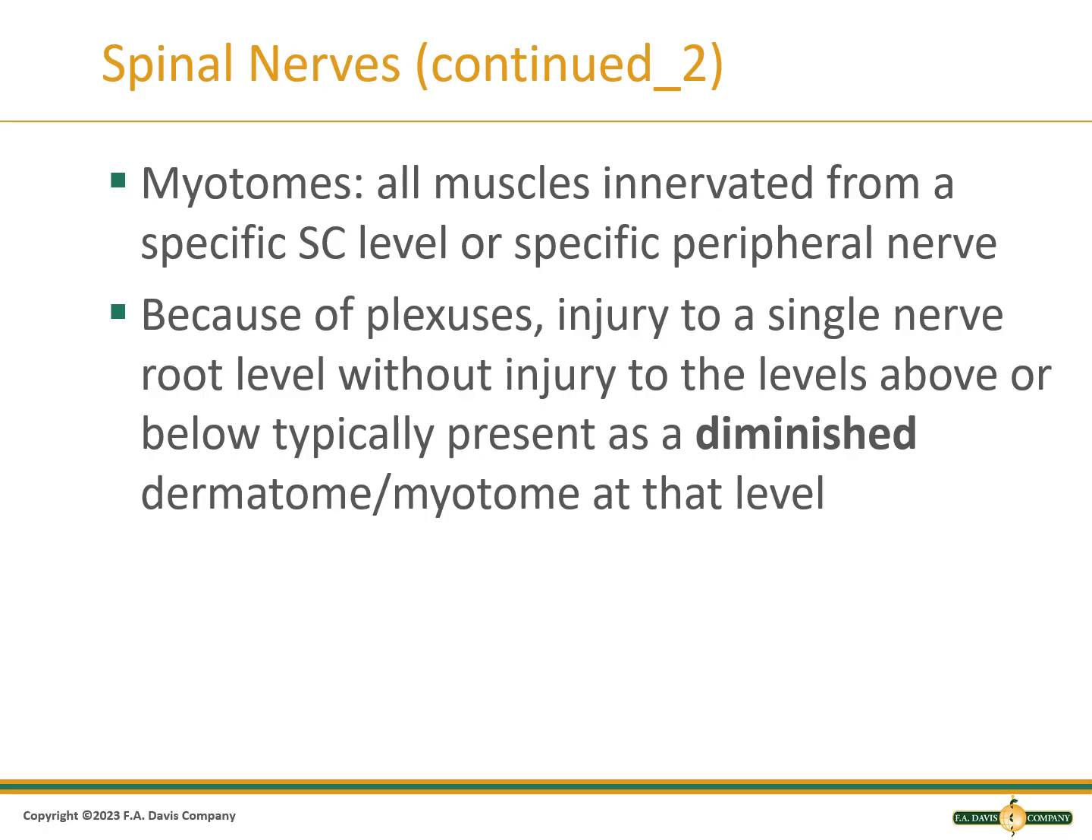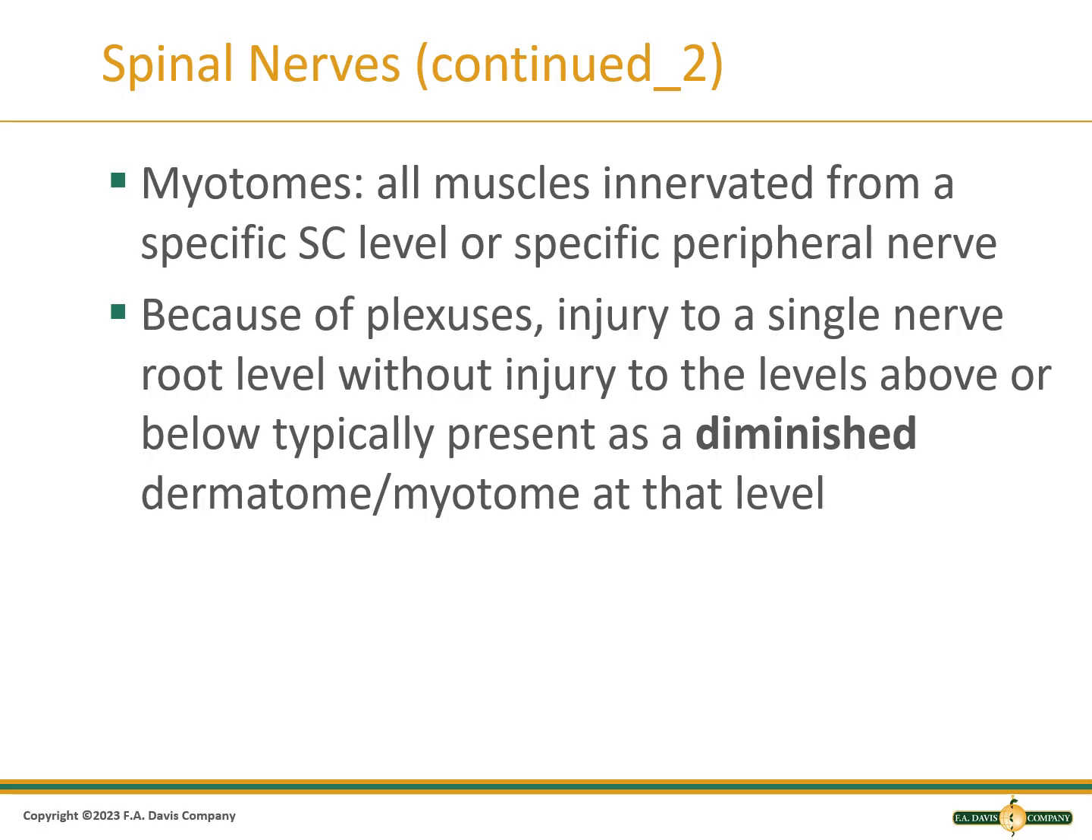The motor information in a spinal nerve supplies that level's myotome. Myotomes are all of the muscles innervated from a specific spinal cord level, and so we have specific motions or movements that are correlated with specific spinal nerve levels. There's a summary of those at the end of this PowerPoint, so we'll go over those then.